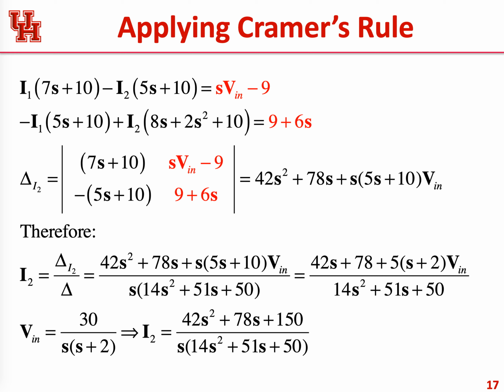So we can now plug in Vin as well, and we can solve for the final current, which is I2 given by 42s squared plus 78s plus 150 divided by s times 14s squared plus 51s plus 50, right?